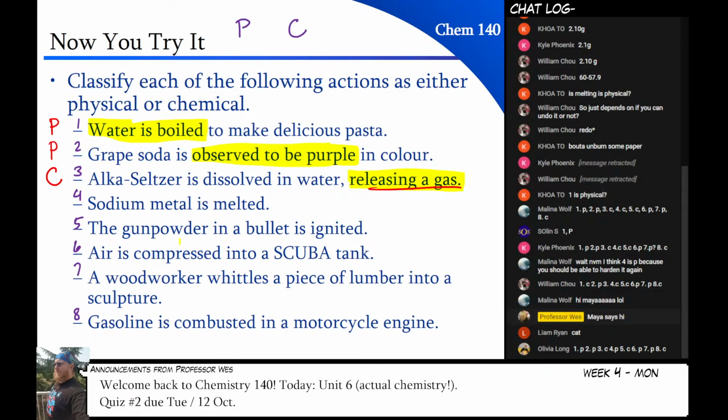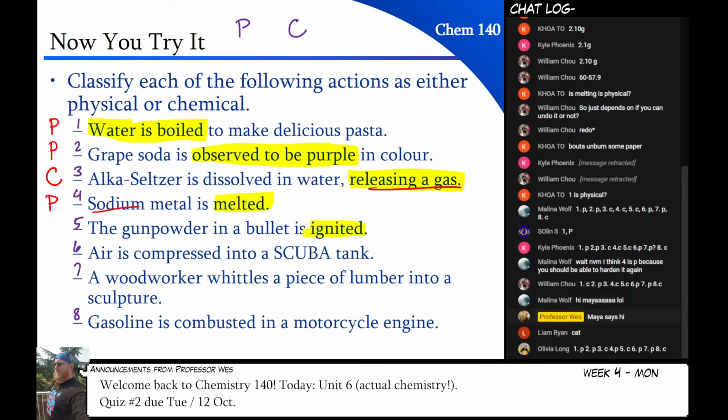All right. What about melting something? We talked about earlier that melting is a phase change. Now, it doesn't matter that it's something that you don't recognize. It's still a phase change. Sodium metal can be melted just like any other metal can be melted. All right.